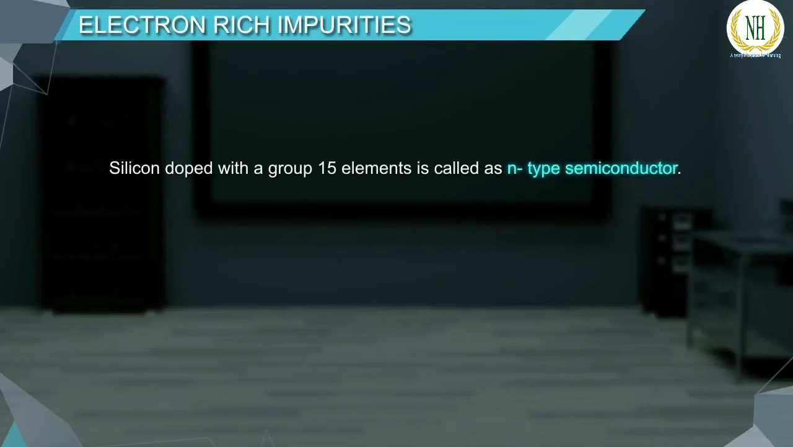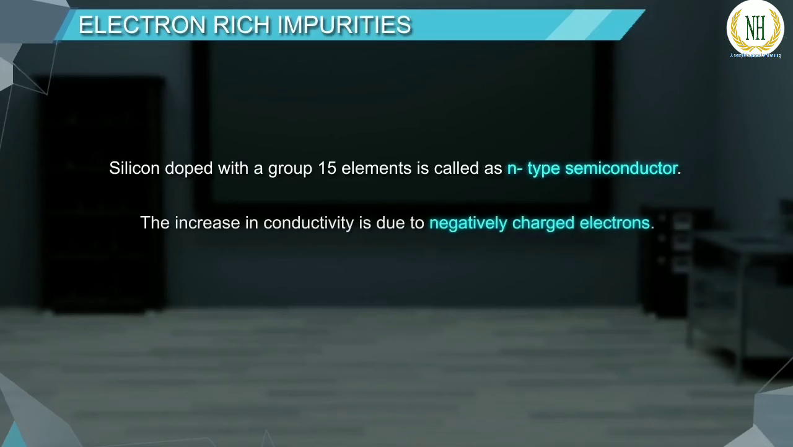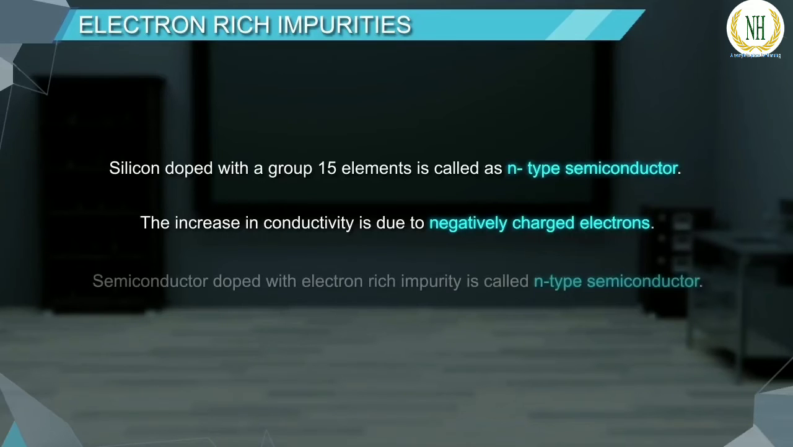Silicon doped with the group 15 elements is called an N-type semiconductor. The increase in conductivity is due to negatively charged electrons. Therefore, a semiconductor doped with electron-rich impurity is called an N-type semiconductor.